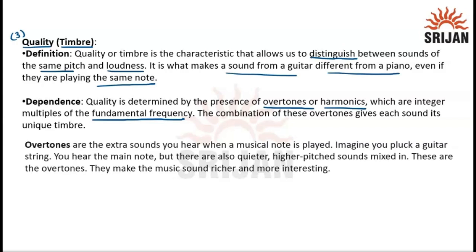Whatever the frequency is, you multiply it with an integer value, and those are overtones. The combination of these overtones gives each sound its unique timbre, because every sound has different overtones. On the basis of that, we can determine its quality. So what are overtones? Actually, they are the extra sounds that you hear when a musical note is played. This is an example through which overtone is explained.